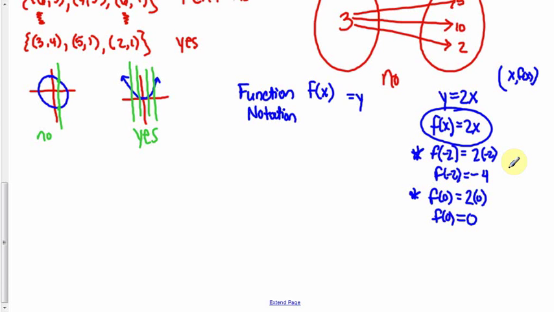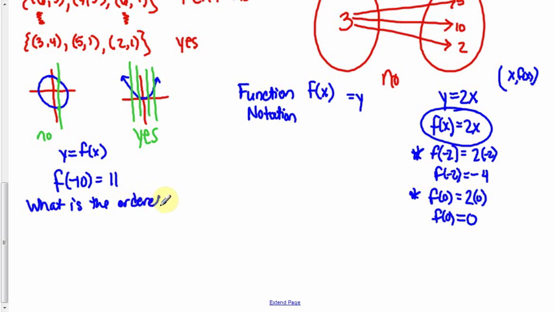All right, if I said f of negative 10 equals 11, and I tell you that y equals f of x, and I said, what is an ordered pair represented by this expression? What is the ordered pair represented here?